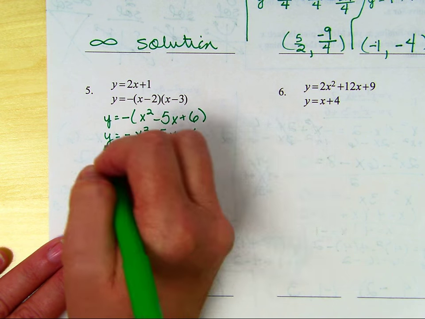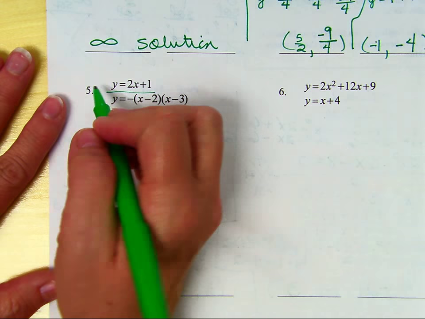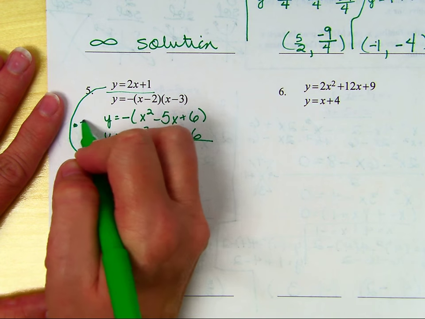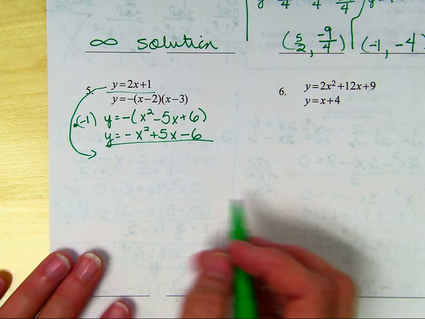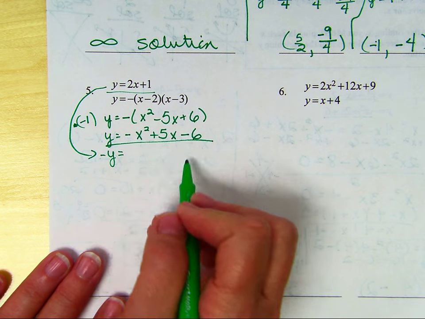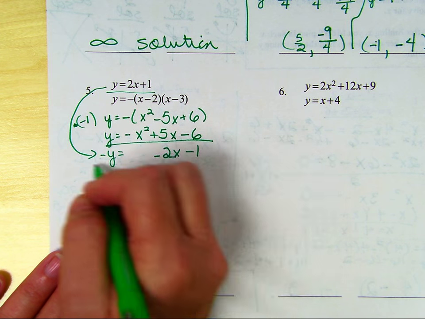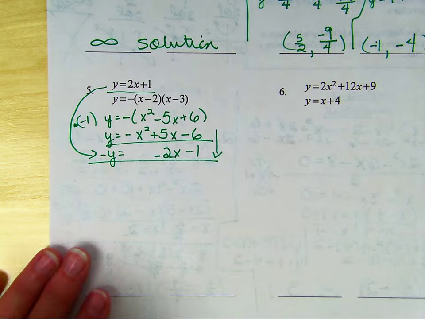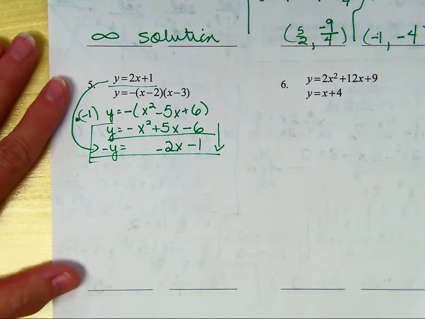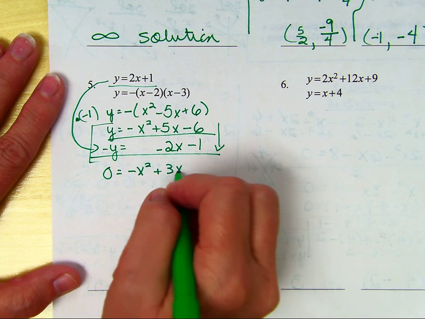These are the two equations we're going to be using. You pick. Substitution or elimination? Elimination. When I move this equation down here, I'm going to multiply it by a negative 1 so I can eliminate. So negative y, line up what belongs together. Minus 2x goes all the way over here. Minus 1. These are the two that I'm combining. I've got 0 equals negative x squared plus 3x minus 7.